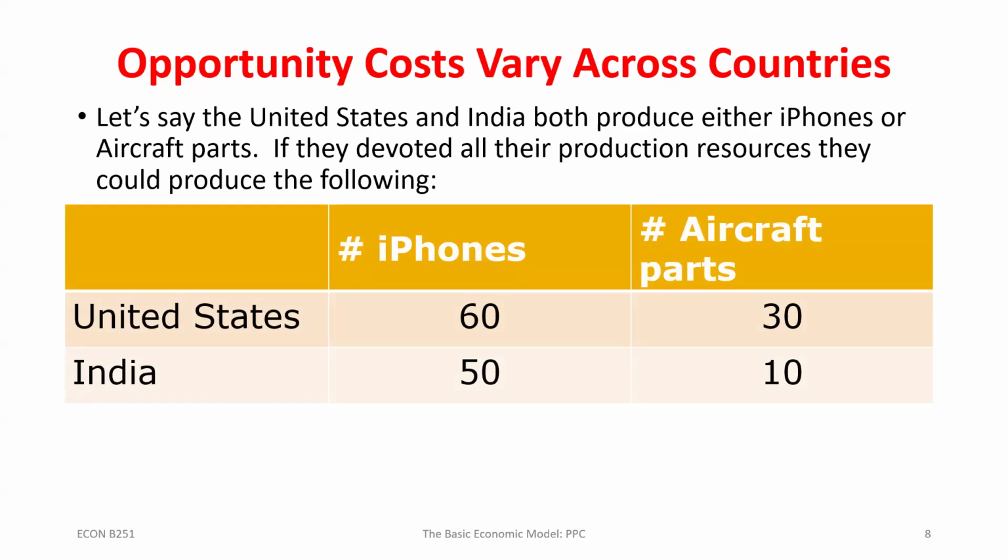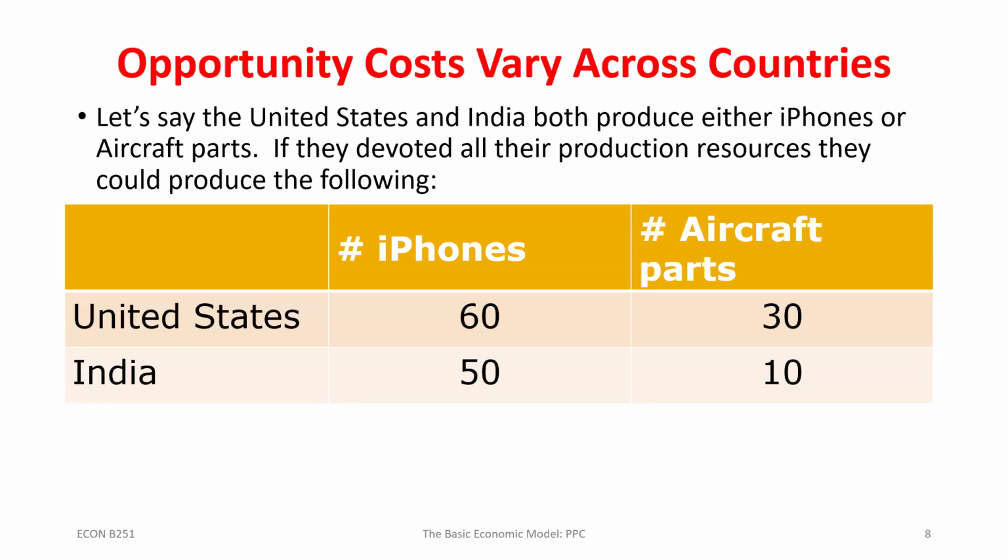This is saying if the US uses all of its resources to produce iPhones, it can produce 60. If India uses all of its resources to produce iPhones, 50. These numbers obviously aren't realistic; we're keeping them easy to make the math easy. Only aircraft parts, the US 30, India only aircraft parts 10, okay? So if I'm looking at this and I want to identify absolute advantages, who has an absolute advantage in iPhone production? The US, using all their resources, they can produce more.